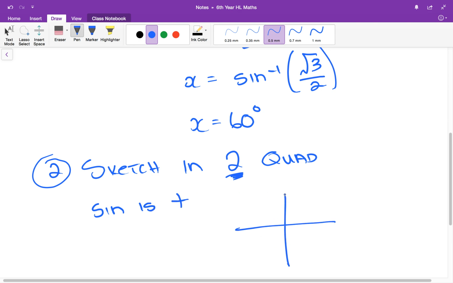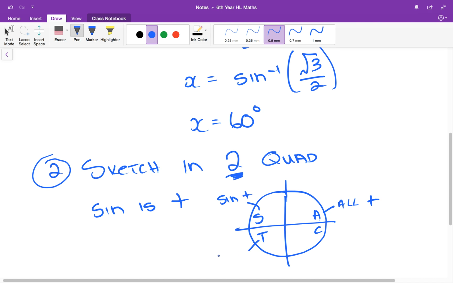So I draw my circle, split it into my quadrants, and I have C, A, S, T. This means that in this quadrant, all 3 of them, sine, cos, and tan, are positive. In this quadrant, only sine is positive, which means cos and tan would be negative. In this quadrant, only tan is positive, and in this quadrant, only cos is positive. So we're looking for where sine is positive, which would be this quadrant and this quadrant.